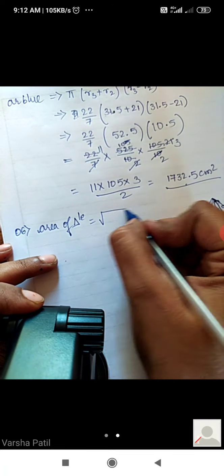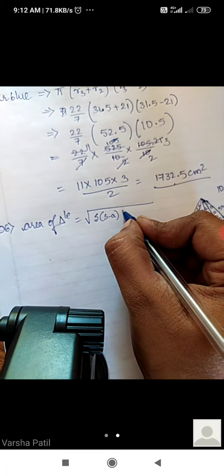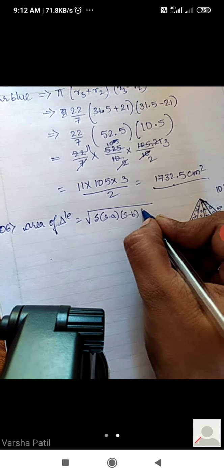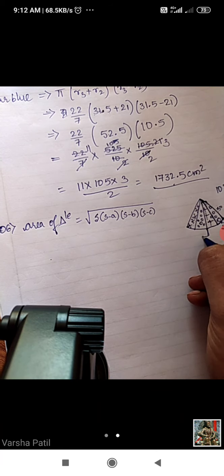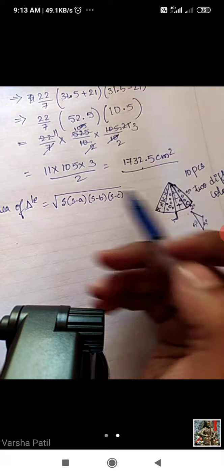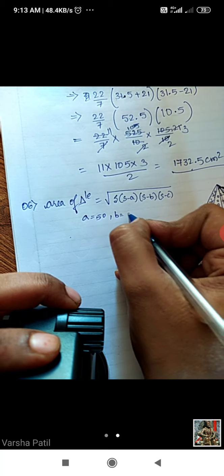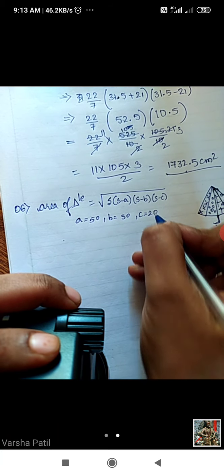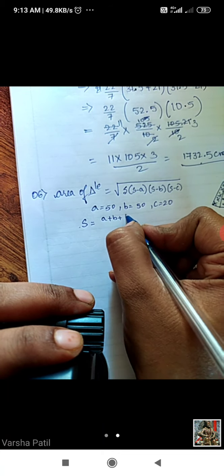Is equal to, by Heron's formula, yes, it is correct. This is the formula. And we know 50, 50 and 20. See, 50, 50, 20 is there, so these are a, b, c. a is equal to 50, b is equal to 50, c is equal to 20. Now tell me how to find s. s is nothing but (a plus b plus c) upon 2.